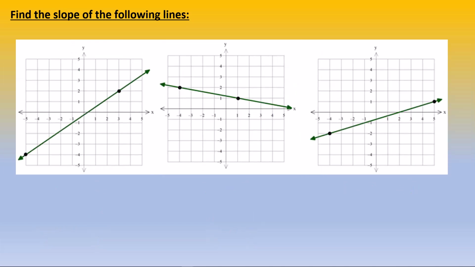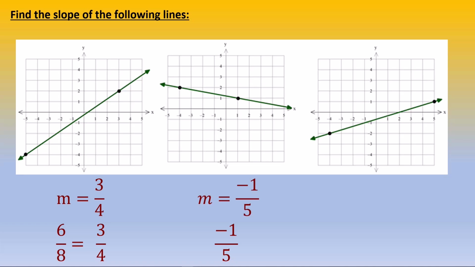Here are 3 more that you should try. Pause the video if you need to. Between these 2 points, the rise is 6, the run is 8, which reduces to 3 over 4, and so the slope for this line is 3 over 4. Try the next one. Here it is -1 over 5, which is just simply -1 over 5. This last one? The rise is 3 in this graph, the run is 9, and so 3 over 9 can reduce to 1 over 3. So the slope for this line is m equals 1 over 3.